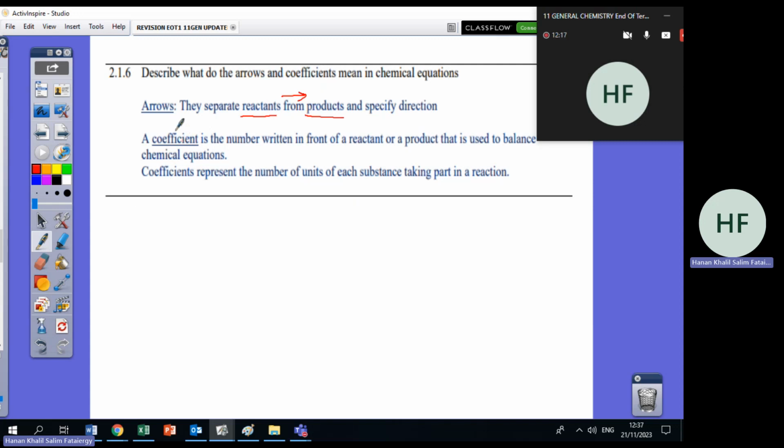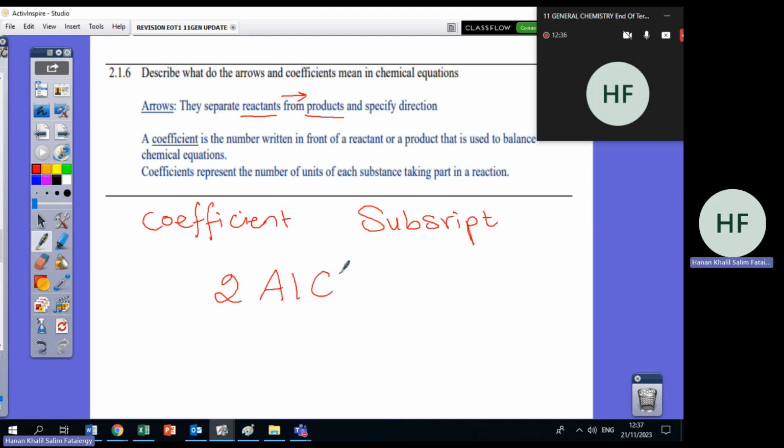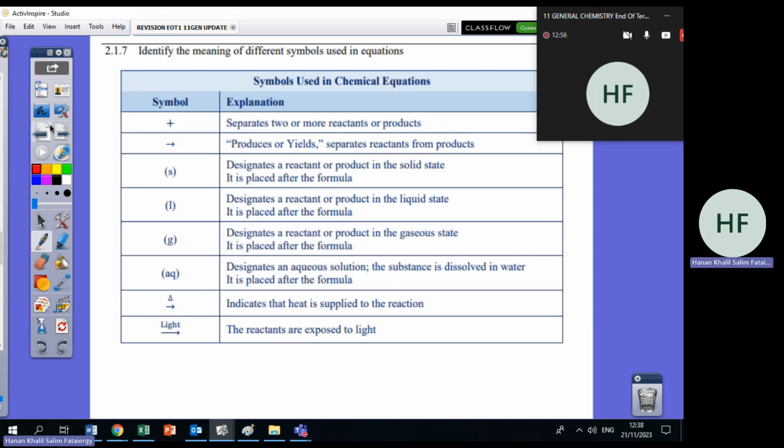Now I want you to understand the meaning of coefficient. Remember that in a previous lesson we had the subscript. So now I have two words: the coefficient and the subscript. For example, if I have 2AlCl3, this big 2 is called the coefficient and this small number is called the subscript. Both of them are numbers. The coefficient is the big number that you write in the beginning. The subscript is usually written down.